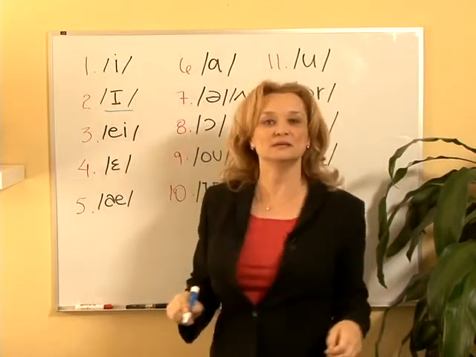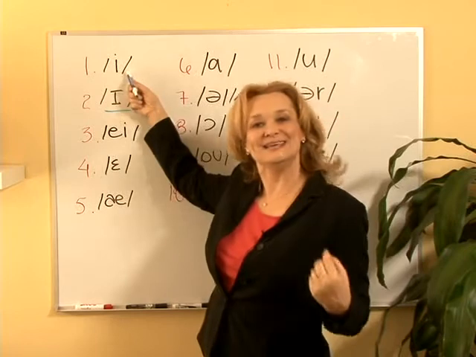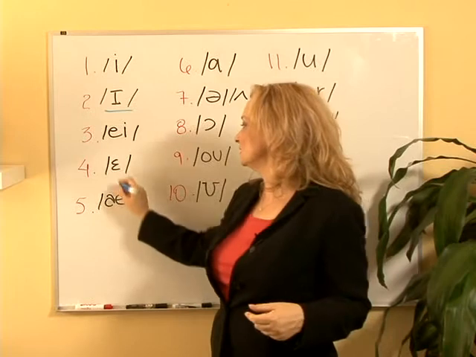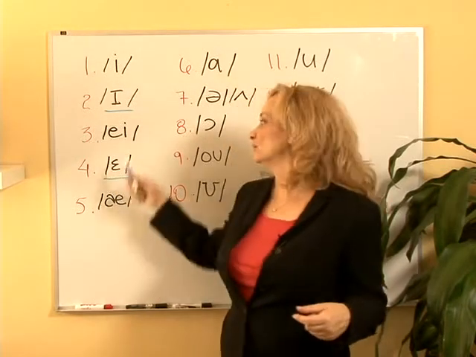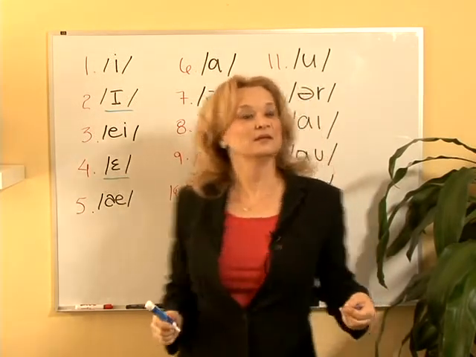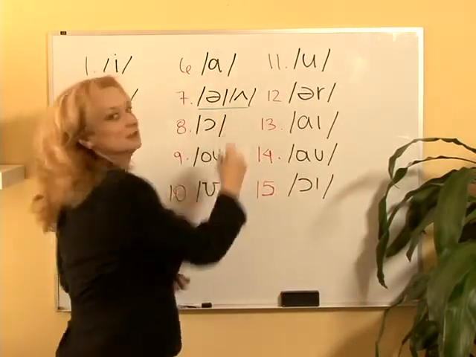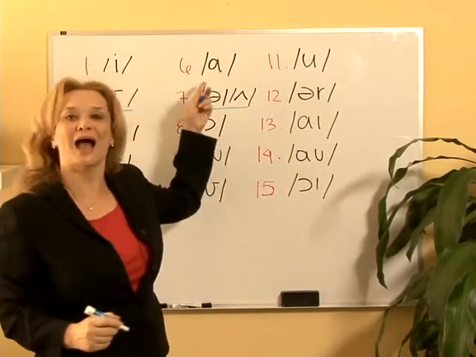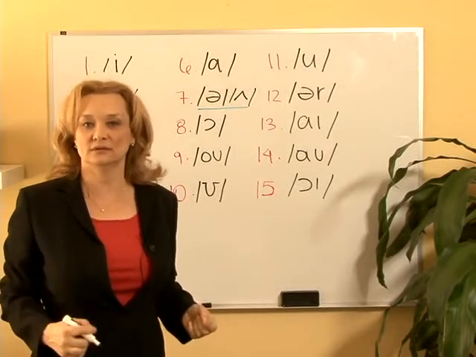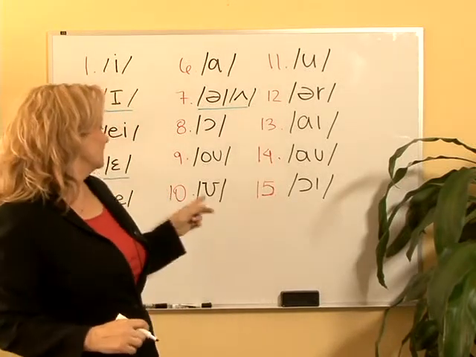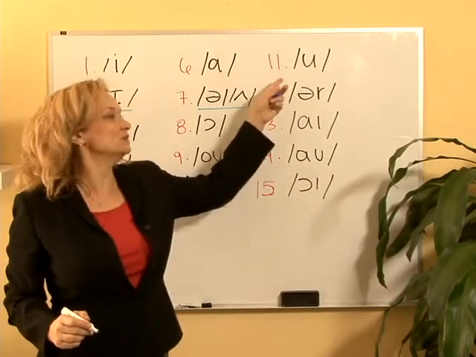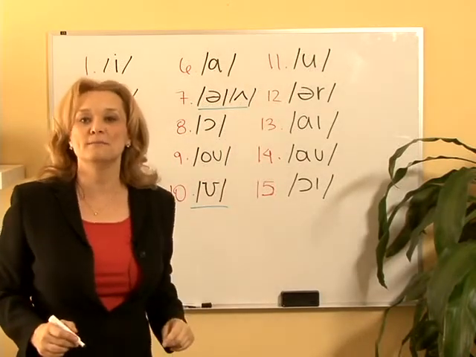The first one is I. So we don't say E, we say I. Very neutral, very relaxed. The second one is E. We don't say A, we say E. The third one is Uh. We don't say love, we say love, love. And the fourth one is Uh. We don't say book, we say book.